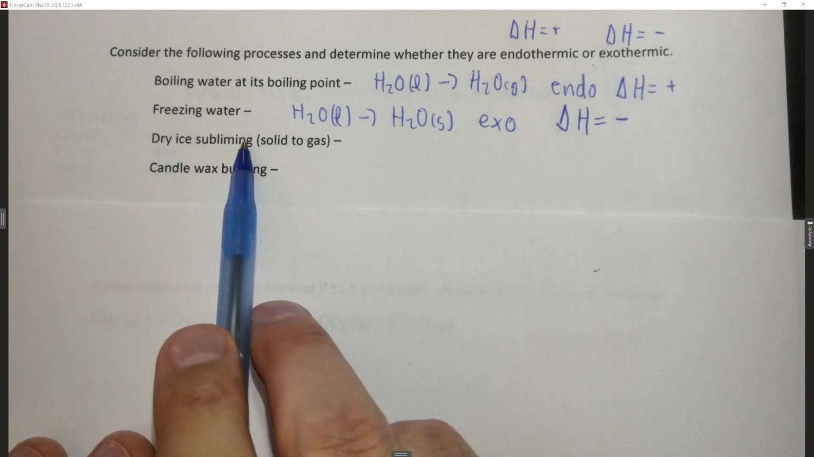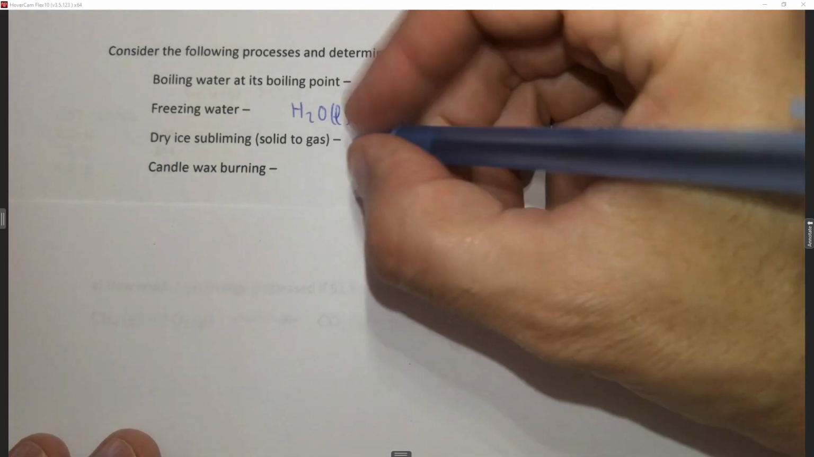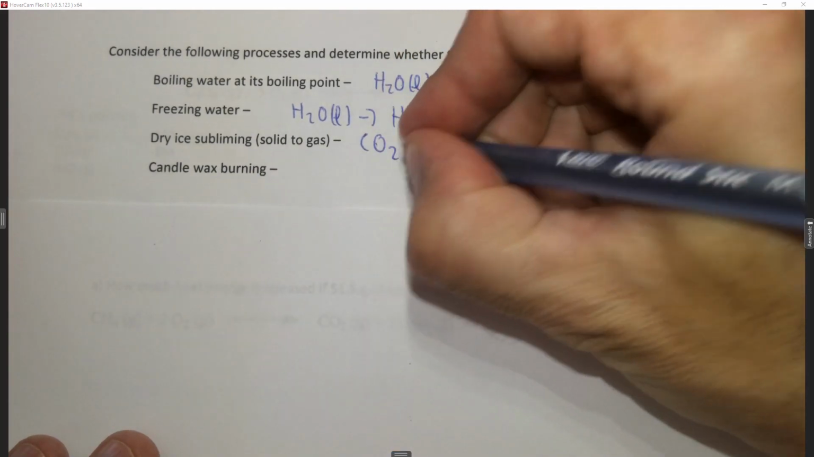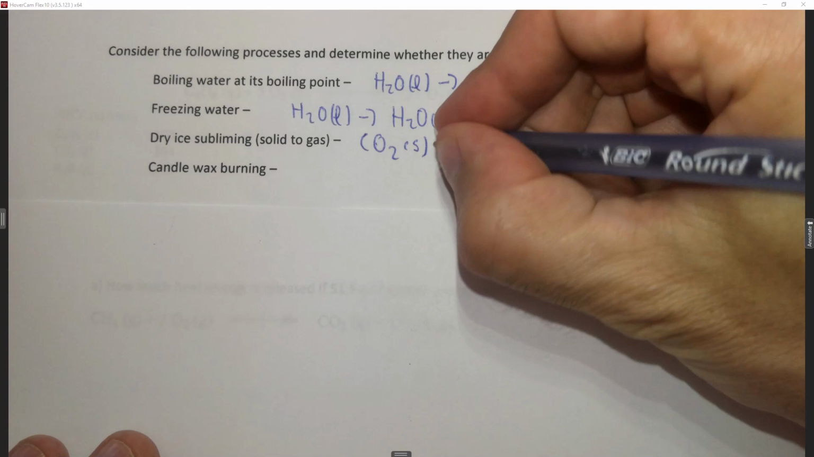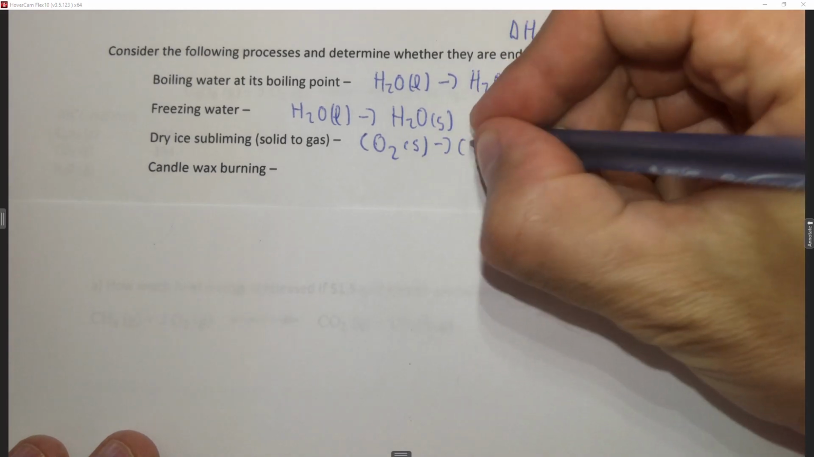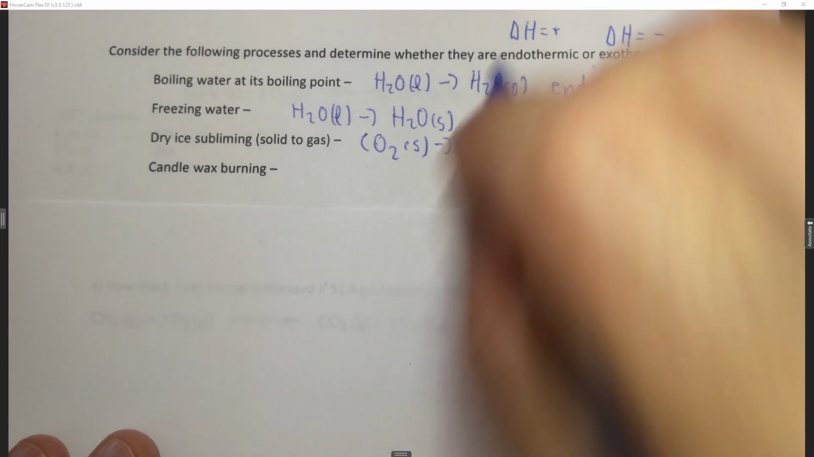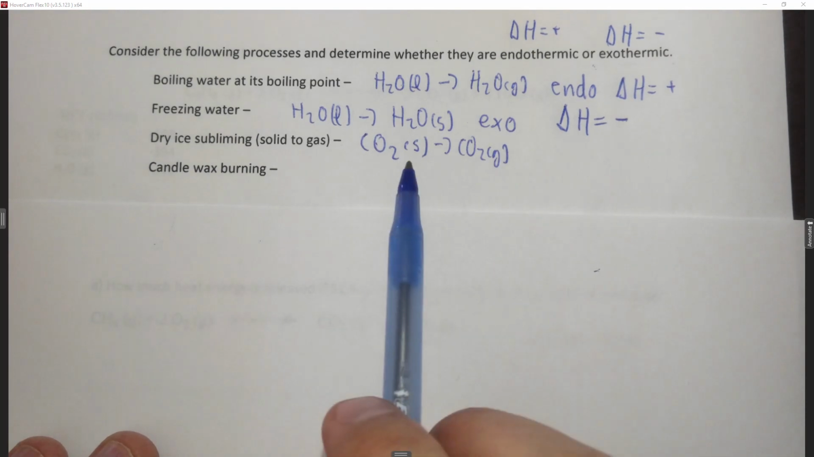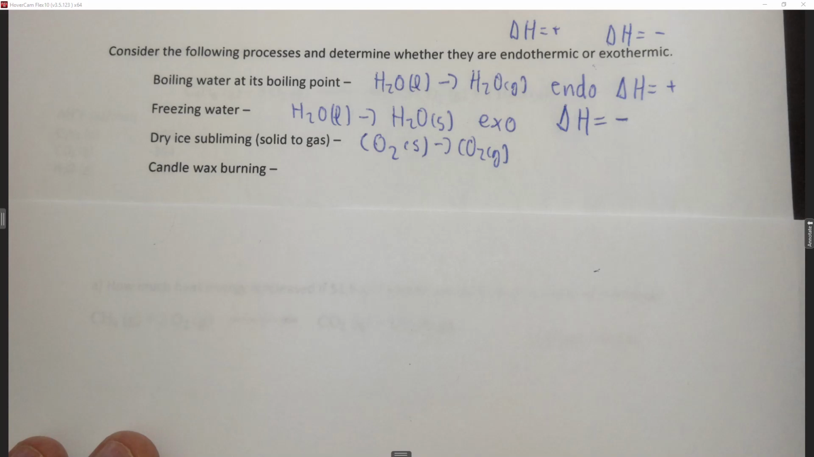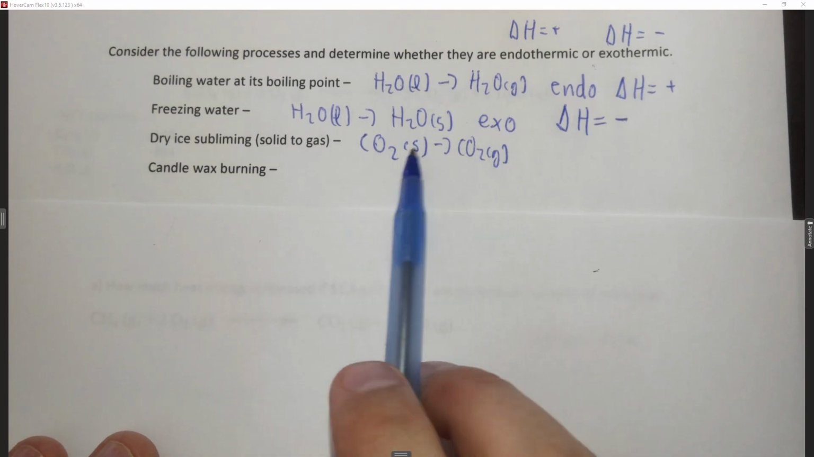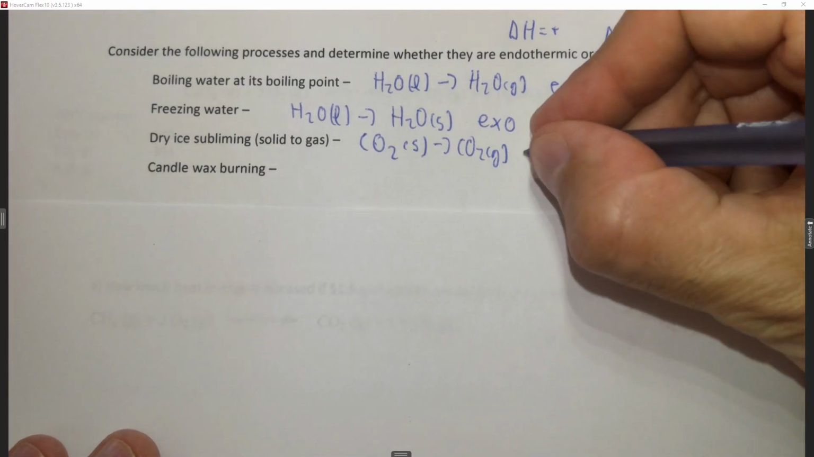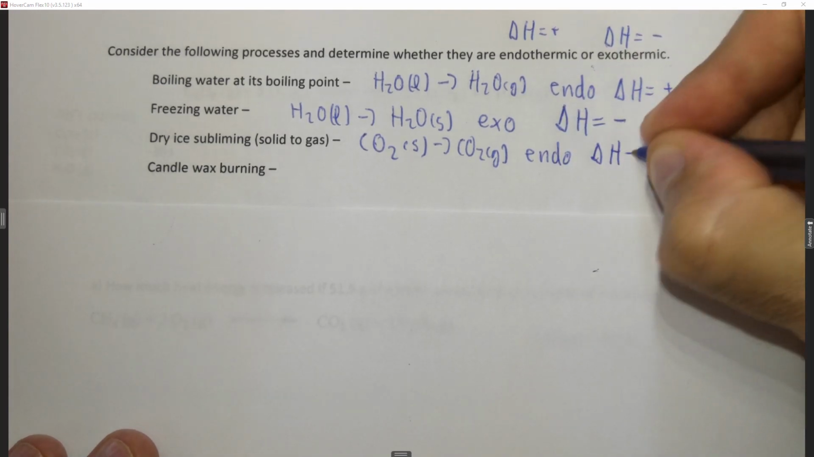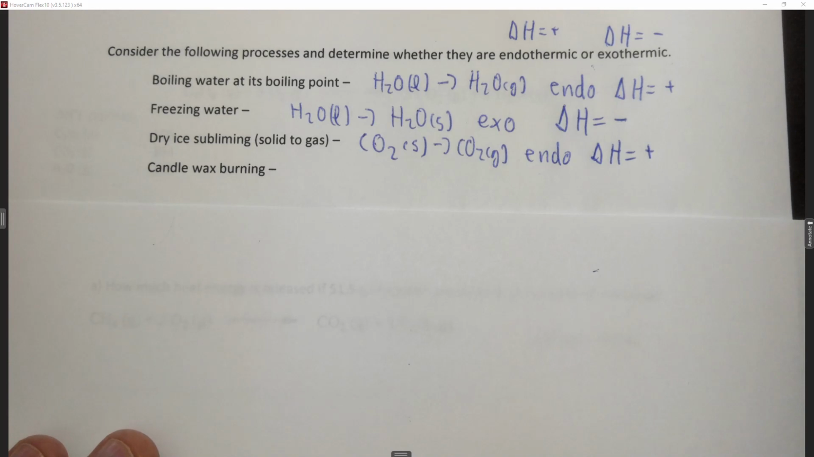All right, dry ice subliming. Dry ice happens to be carbon dioxide, and subliming, as it says here, is solid to gas. So we have CO2 solid going to CO2 gas. If we want something to turn from a solid to a gas, do we have to put heat in, or does heat need to come out? In order for this process to happen, we have to put heat in, so this is an endothermic process, and delta H is positive.